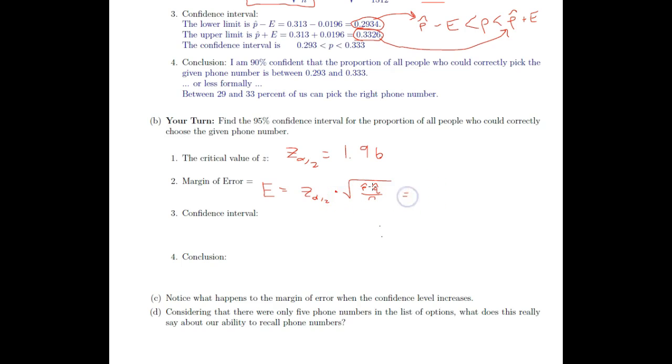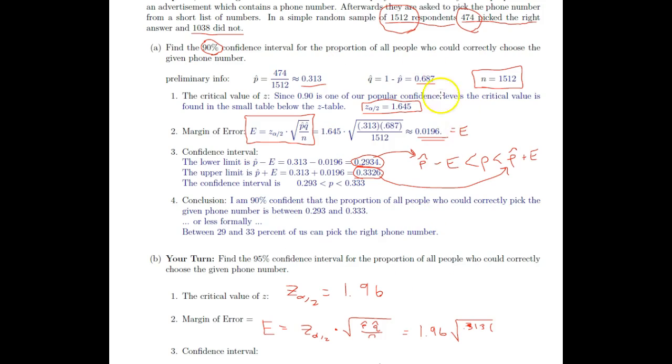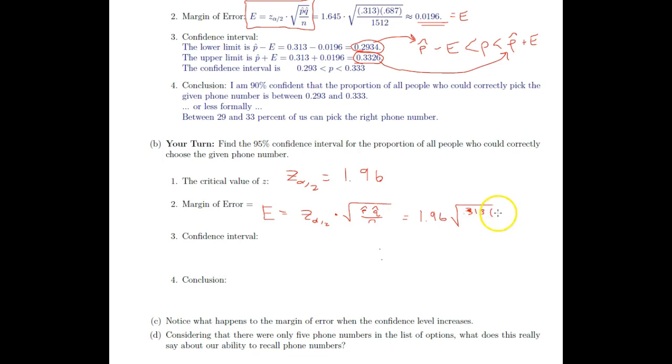So we plug our things in, which is 1.96 times the square root of 0.313. That doesn't look like a 3, but deal with it. 0.313 times 0.687.